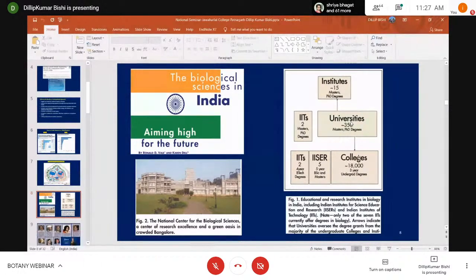But when you talk about the larger mass in our Indian context, we have almost about 18,000 colleges in India. In these kinds of colleges, we do not have some kind of research setup. We only have undergraduate degrees, but they are not sufficient to boost the research mindset, as I was talking about in these scenarios.